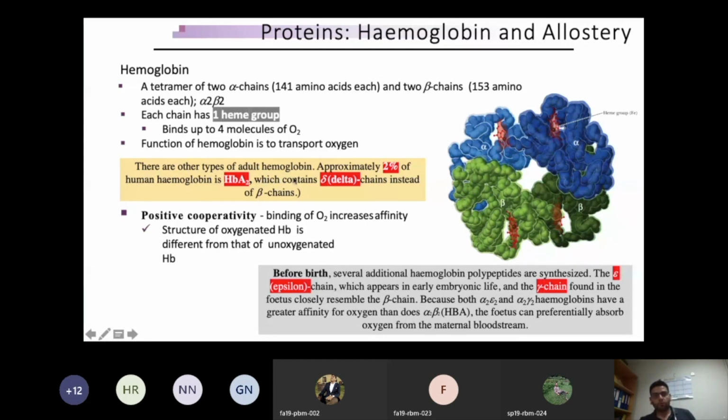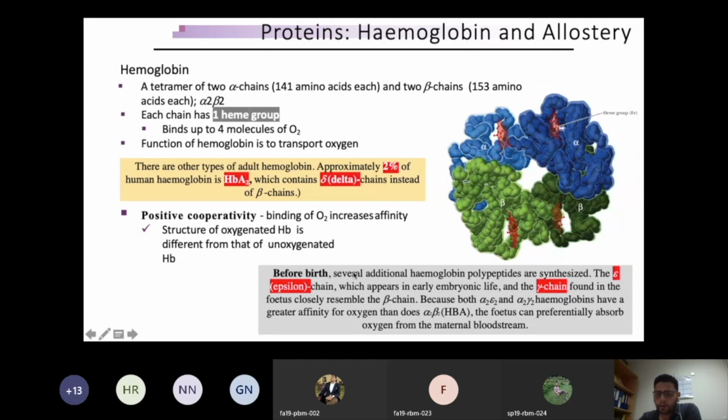There are other types of hemoglobin as well. Let me just give you some information. For example, approximately 2% of the human hemoglobin is not in fact alpha 2 beta 2, rather it is HbA2 hemoglobin. And why? Because it contains another subunit which is called the delta subunit. In place of the beta chains, which you can see below, there will be delta subunits. This is another type of hemoglobin which is present at 2% in the human body.